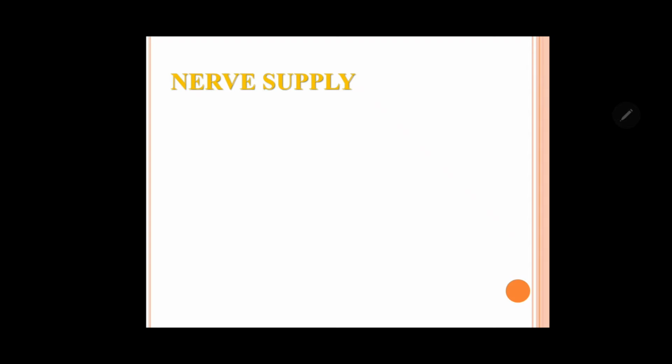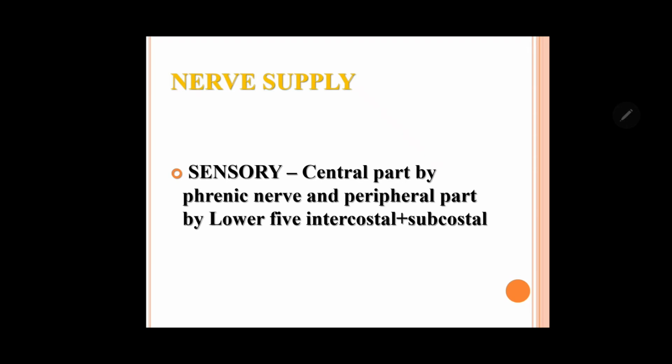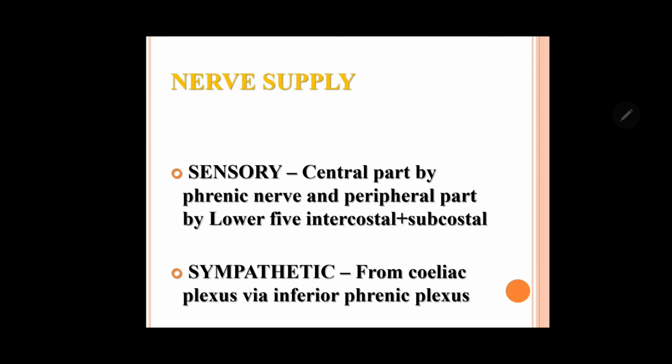the abdominal aorta. Coming to nerve supply, the sensory nerve supply in the central tendon is by the phrenic nerve, because the heart lies there. The entire fibrous pericardium is derived from the septum transversum along with the central tendon. The nerve of the septum transversum is the phrenic nerve, whereas the peripheral muscular part is supplied by the intercostal nerves and subcostal nerves. Sympathetic supply is from the celiac plexus via the inferior phrenic plexus.